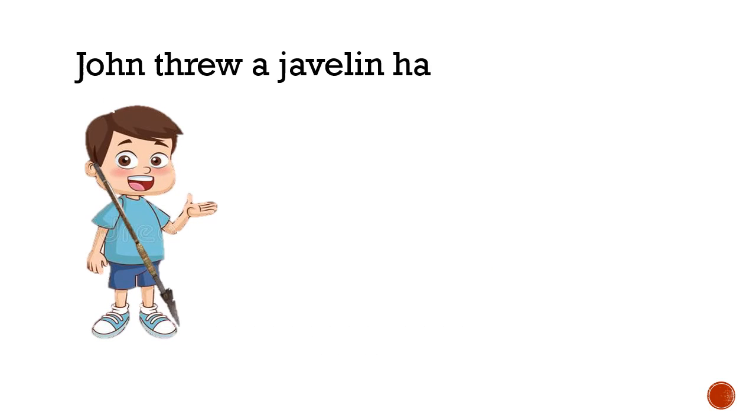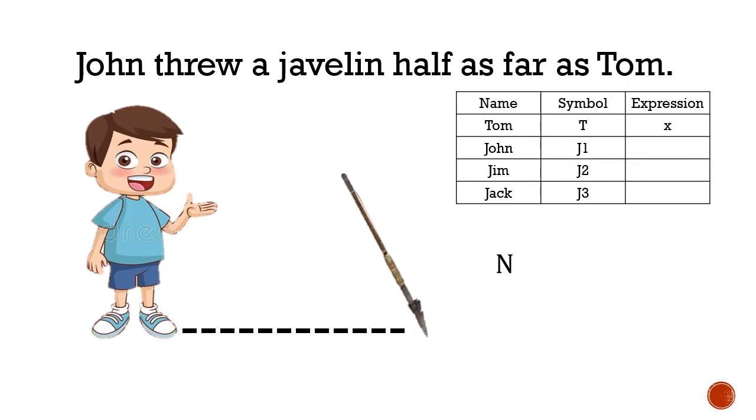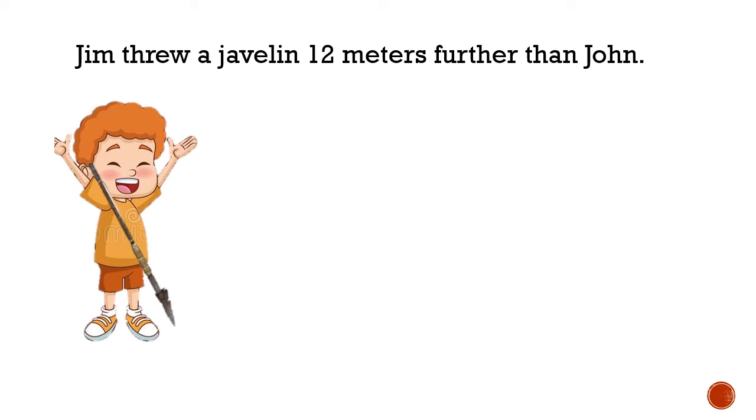So John threw a javelin half as far as Tom. What do you think is the distance of the javelin of John? From the problem we have 1/2 times 50. So J1 is equal to 25 meters. So the javelin of John is equal to 25 meters. Next, Jim threw a javelin 12 meters further than John.